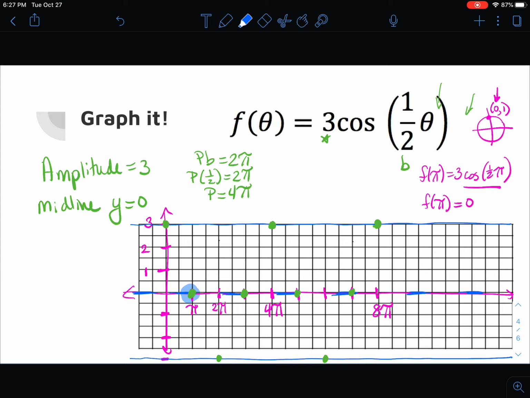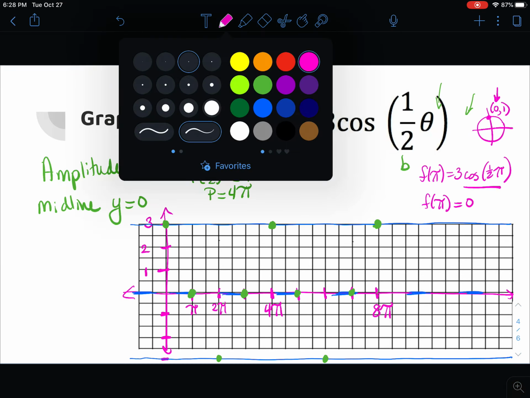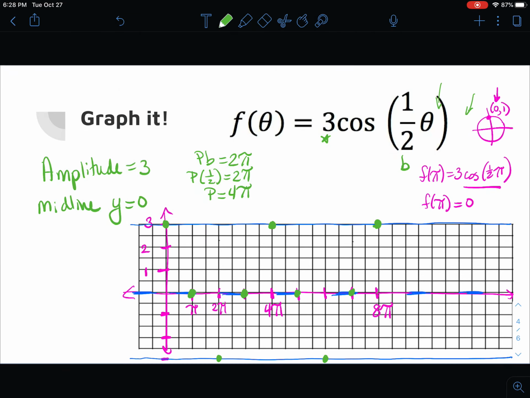Now you could plug all these values in, all these different angles. And if you're not sure, you can certainly do that. But my hope is the more we practice this, you're going to see the pattern and you're going to be able to repeat that pattern using that knowledge. We're going to try to make nice smooth curves. And we know this goes forever and ever in both directions. So we have one complete cycle right there. And then we can keep going and going.